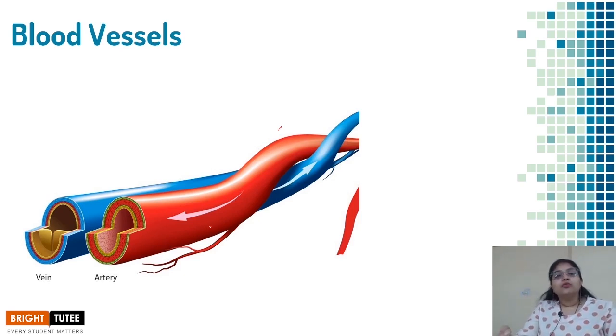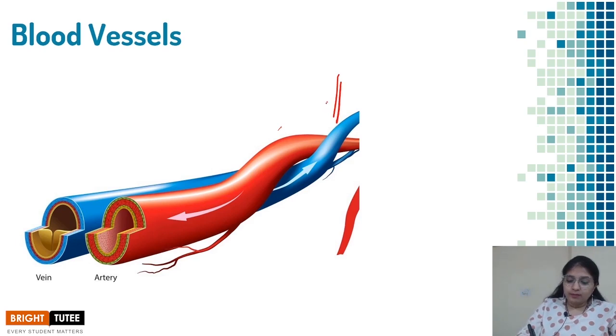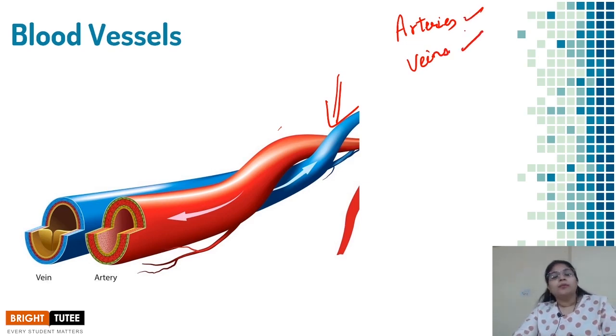So how does this blood flow, or where exactly does this blood flow? The blood that is carrying all this material, that is your oxygen, the nutrients or the waste products, flows in the blood vessels. There are mainly two types of blood vessels. One is the arteries, right? The other is the veins, right? Both of these are your blood vessels.